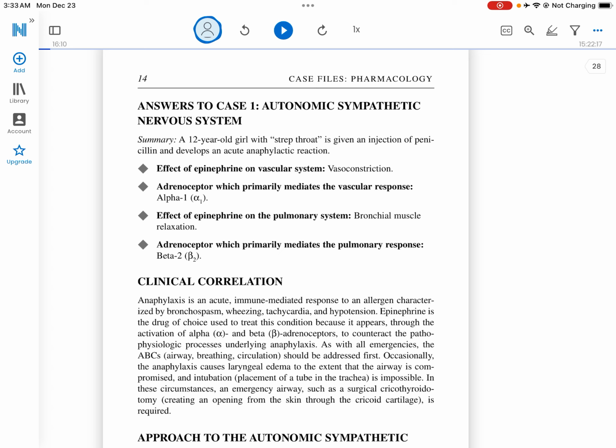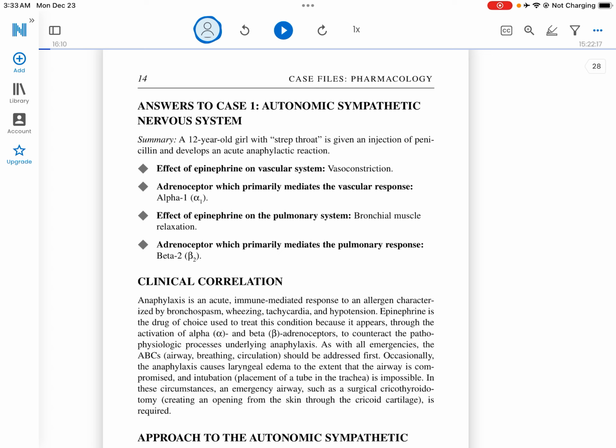Adrenoreceptor, which primarily mediates the pulmonary response. Clinical correlation: anaphylaxis is an acute immune-mediated response to an allergen. The adrenoreceptor which primarily mediates the vascular response is alpha 1. Alpha 1 is the primary adrenoreceptor which helps in the vascular response. What is the effect of epinephrine on the pulmonary system? Bronchial muscles are relaxed by epinephrine. The adrenoreceptor which primarily mediates the pulmonary response is beta 2.